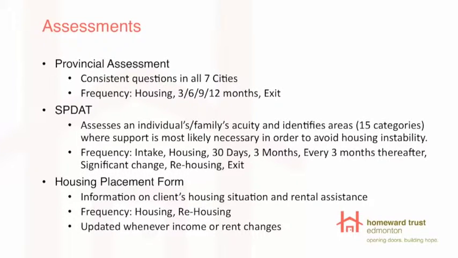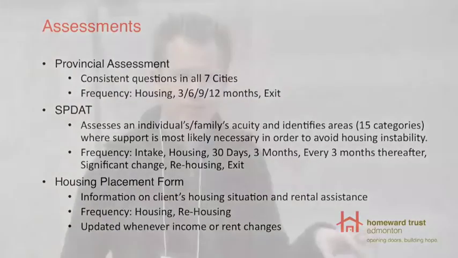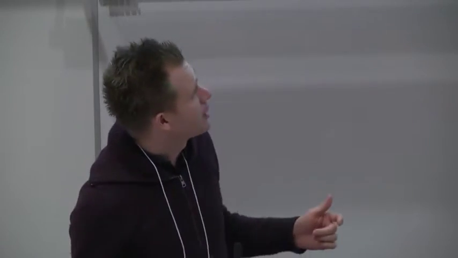And then we in Edmonton also use a housing placement form, which tracks details on income and rent and helps us administer the rental assistance program, but also actually provides a pretty rich source of data in looking at the rents our clients are paying, the level of support they need, the level of income they have. Unfortunately, it's updated, and so it's hard to track over time. As rent changes on a form, it's simply replaced. But it gives us a reasonable cross-section of data pretty well.